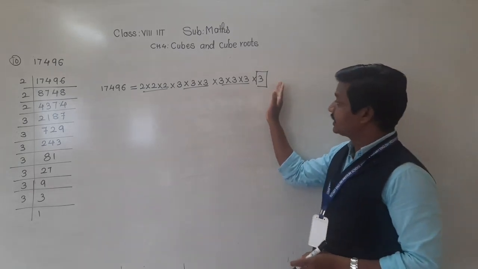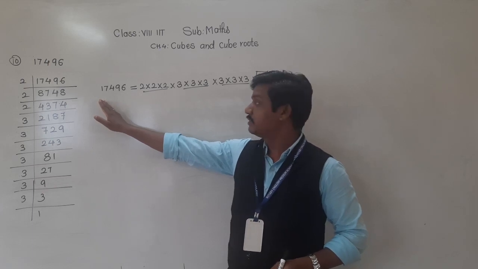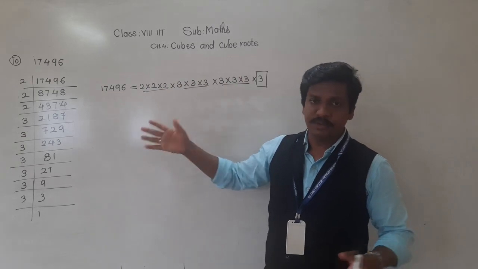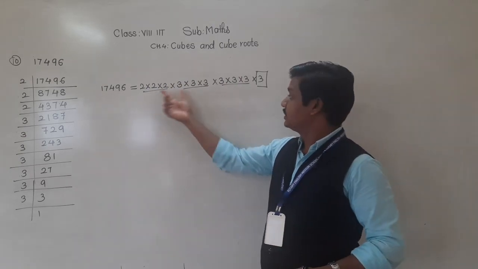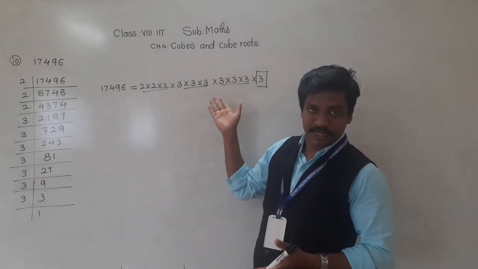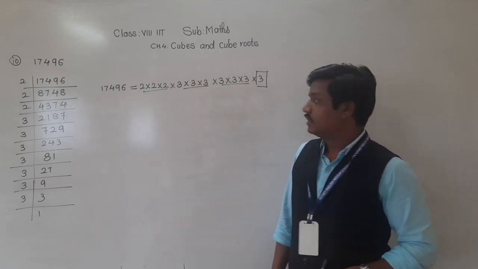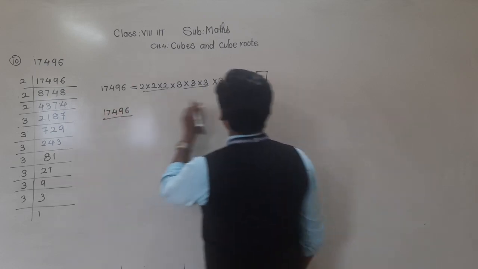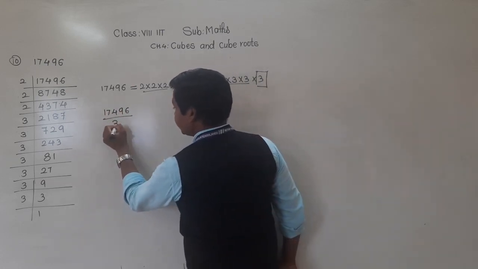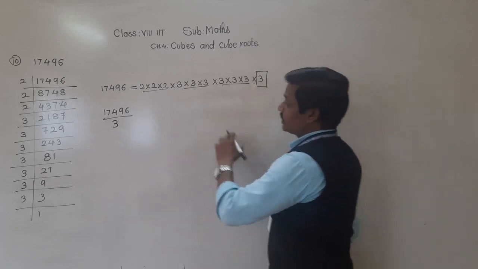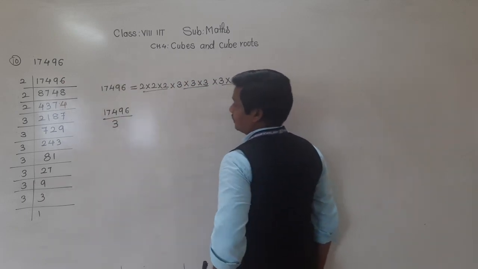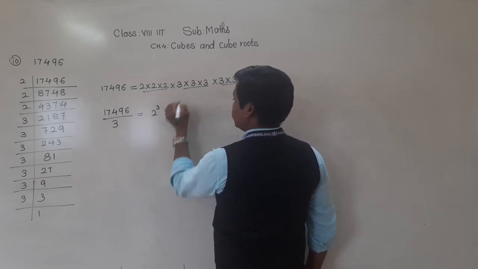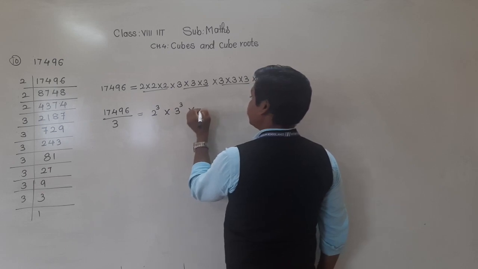So when this 3 is taken to the left side and 17,496 is divided by 3, the quotient we get will automatically be a perfect cube, because these triplets will be the prime factors of that quotient. So let us divide 17,496 by 3. When it comes to the left side, it will be divided. 17,496 is equal to 2 cube into 3 cube into 3 cube.